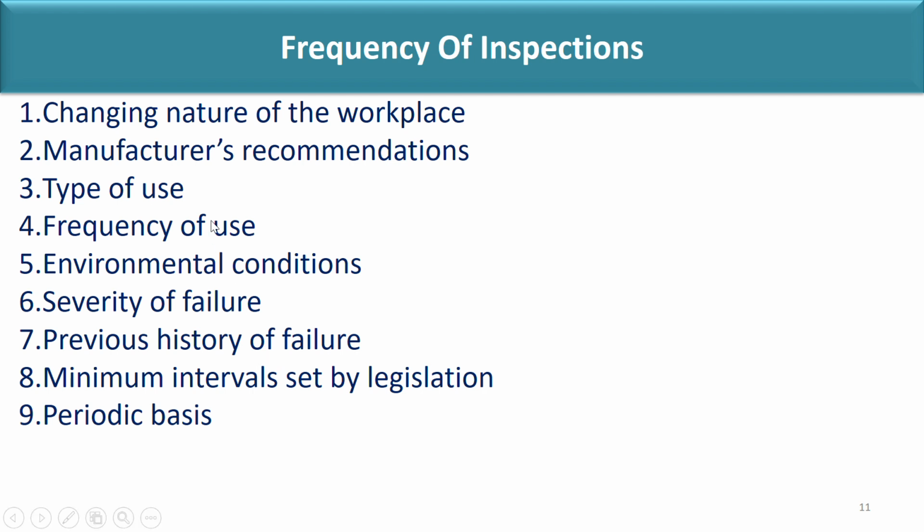Frequency of inspections depends on the changing nature of the workplace. Based on this, we set the frequency. Manufacturer recommendation: the manufacturer may say monthly, weekly, yearly, after 6 months, or quarterly. Type of use, frequency of use, environmental conditions, severity of failure, previous history of failure. If more failures, then more frequent inspections are required. Minimum interval set by legislation, so this is also by the legislation. Periodic basis.